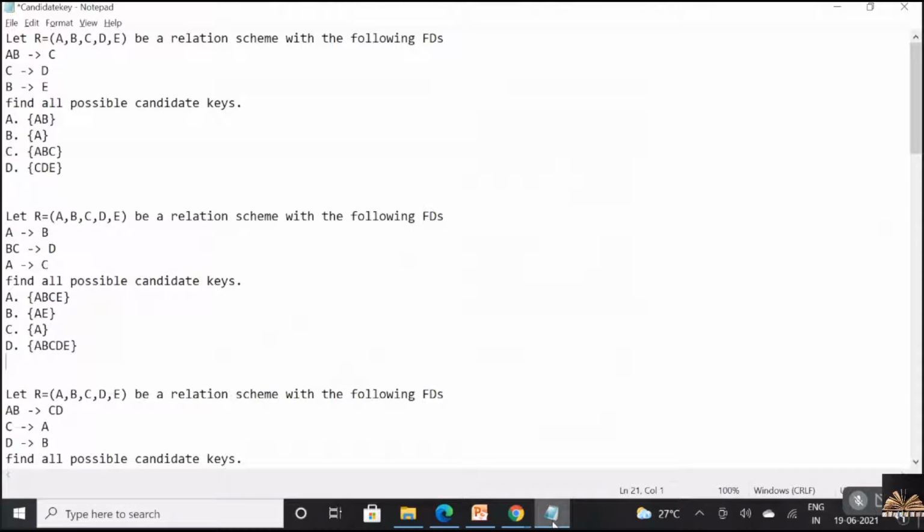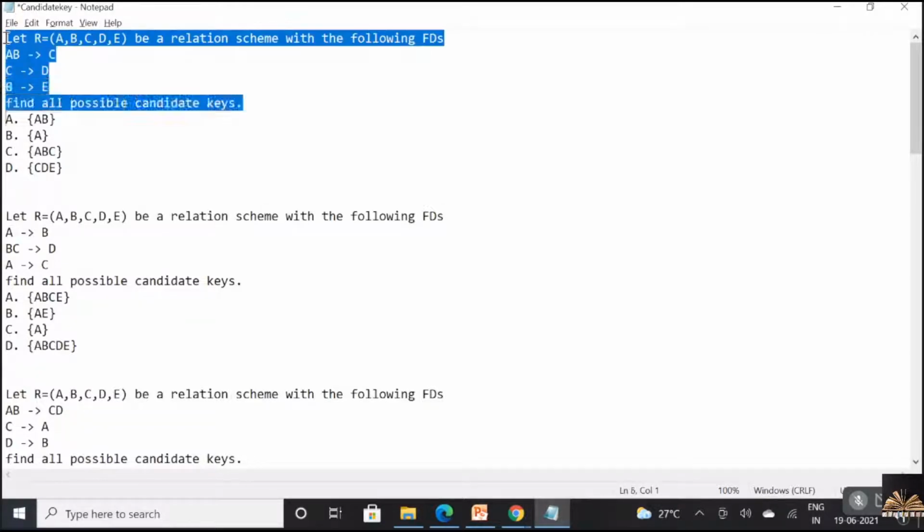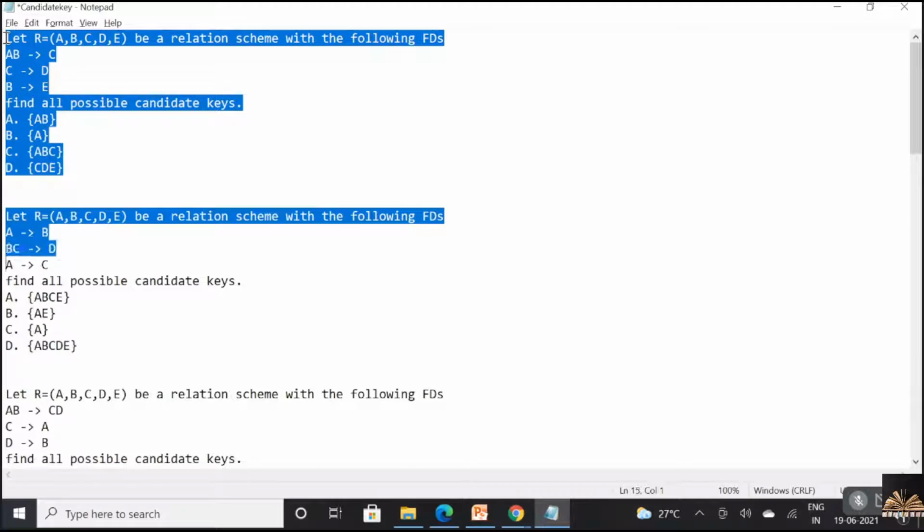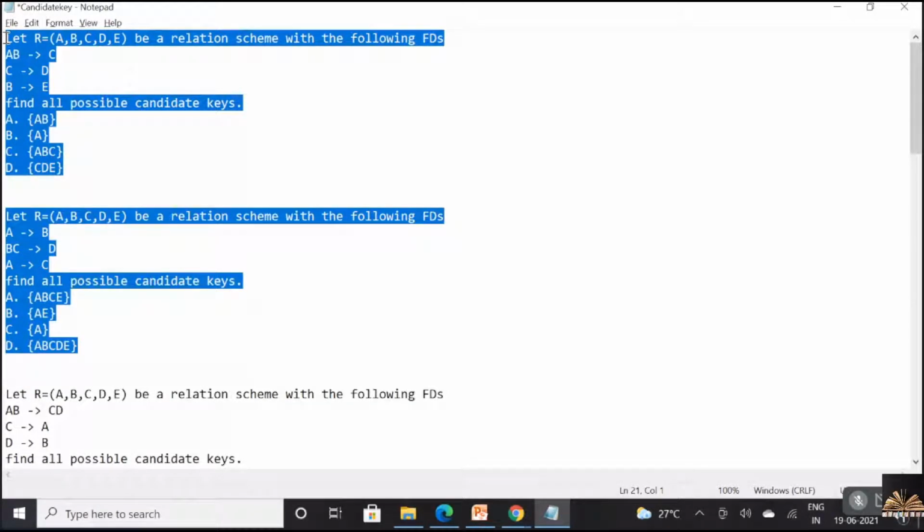I'm going to take down the following relations and find the possible candidate keys. These two. All of you try to find out the possible candidate keys.